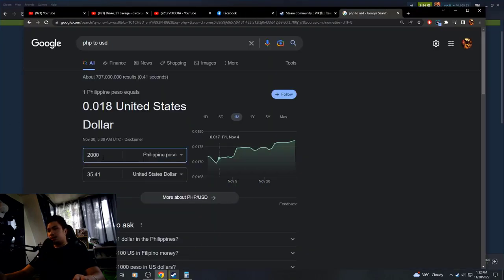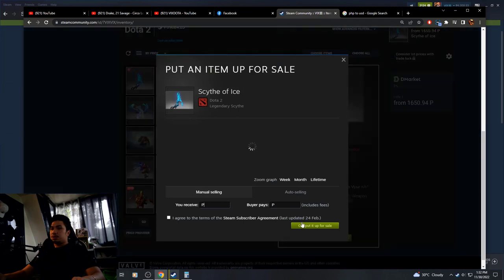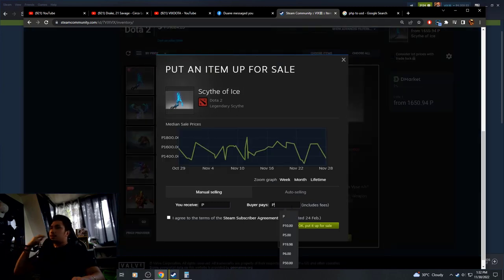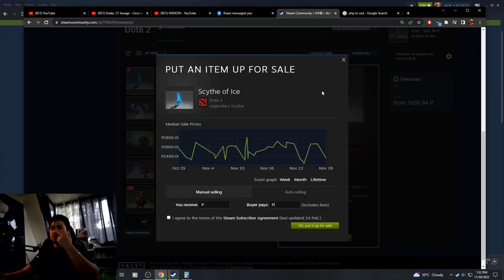So this hook is 9,000, so I lost 100 bucks. That's 5,000 in pesos. So why did I sell it for 2,000 pesos? As you can see, guys, I was gonna sell this hook for 20,000 pesos, which is how much is that? 20,000, $354.